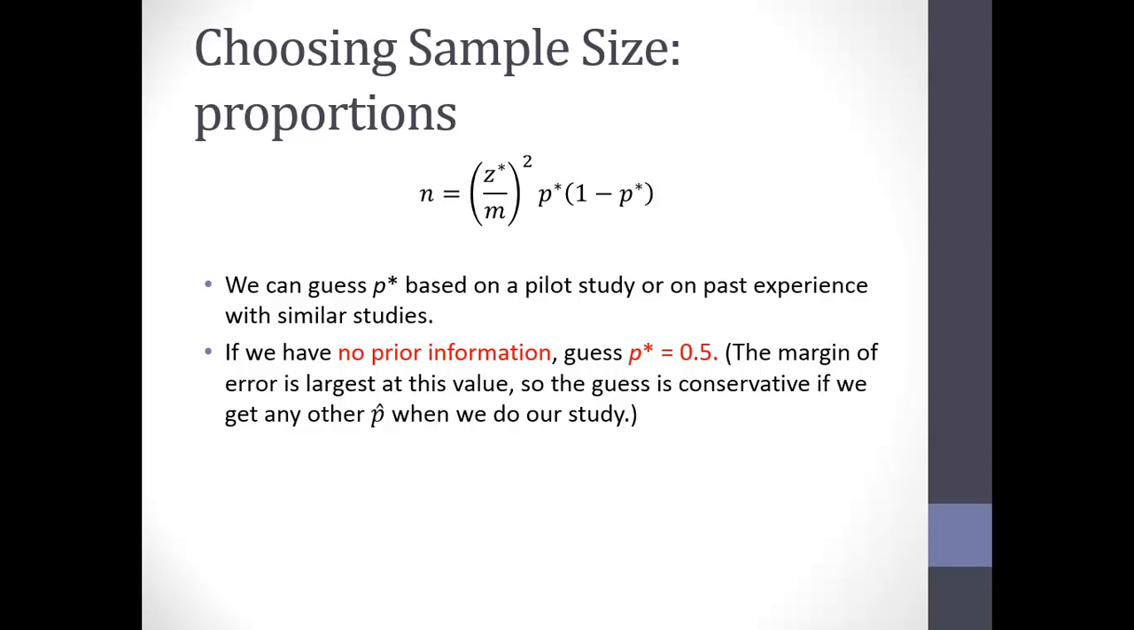Or if you have no information or don't have any idea what to guess there, you can just use 0.5. And again, that's going to give us the most conservative result. It'll give us a larger sample size than we probably actually need. So this is a little bit different than the previous chapter, in that we have to put in some sort of guess for what we think this might be. If you don't have any other information, just go ahead and use 0.5.